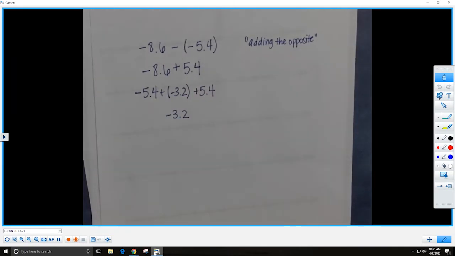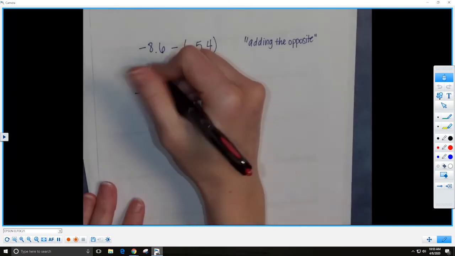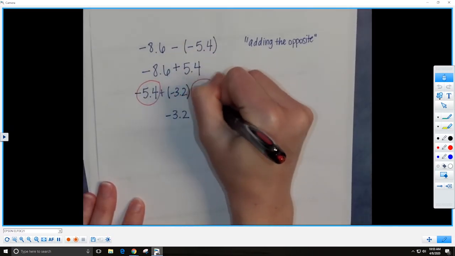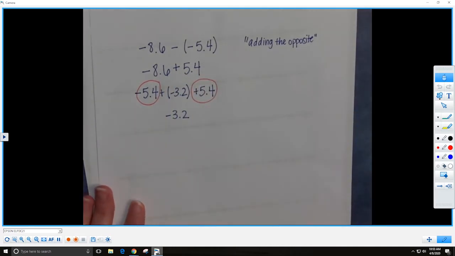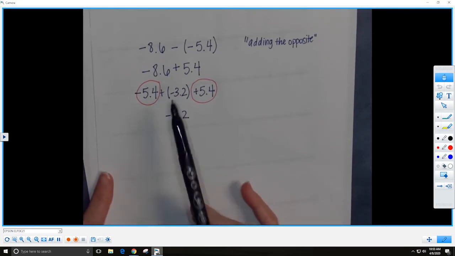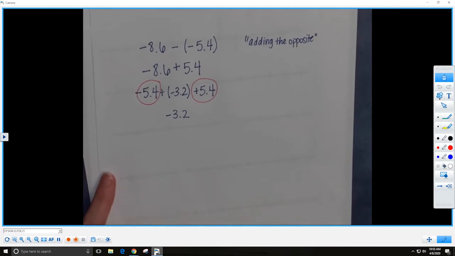What's the benefit of this strategy and how did this help us out? Well, -5 4/10 plus 5 4/10 are opposites of one another. And when we add those opposites together, they equal 0. And then we have 0 plus -3 2/10, or just -3 2/10. This made the addition simpler, much like when you were first adding and subtracting whole numbers. Okay, let's try another one.